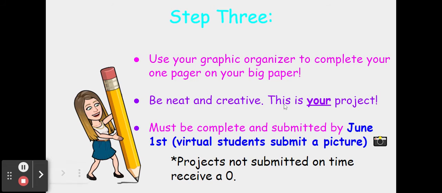And you must complete and submit your project by June 1st. Okay, so if you're virtual, that means you are taking a picture close enough so that I can read what you've written, and then you're going to submit the picture. If you don't submit by June 1st, I can't help you. If you don't complete it and submit it by June 1st, you will get a 0. So please make sure that you complete and submit it.